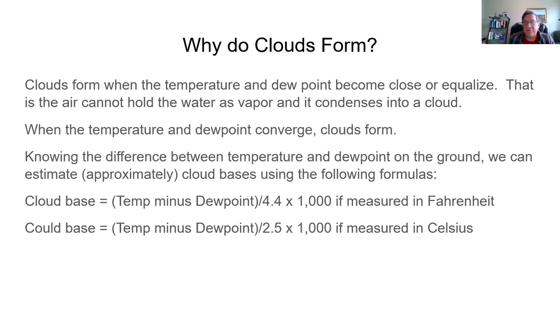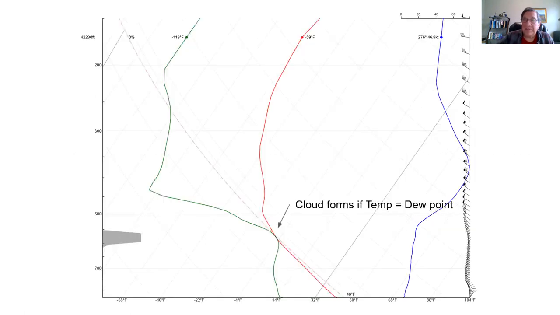Now, if you know the difference between temperature and dew point on the ground, we can estimate approximately the cloud base using the following formula. The cloud base will be at the temperature minus the dew point, divided by 4.4, times 1,000, if you measure it in Fahrenheit. And if you measure it in Celsius, you divide by 2.5 and multiply by 1,000. Those are approximations, and they only work within a certain range, but for the ranges we use, that's a fair approximation.